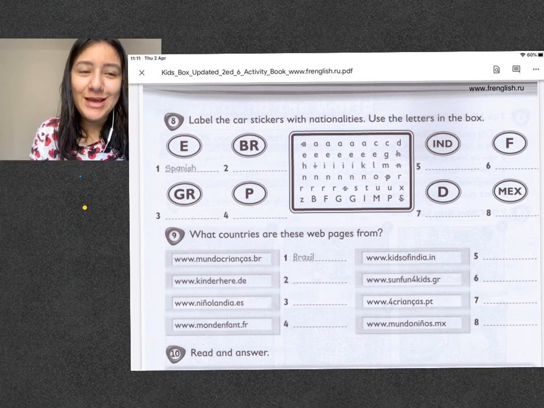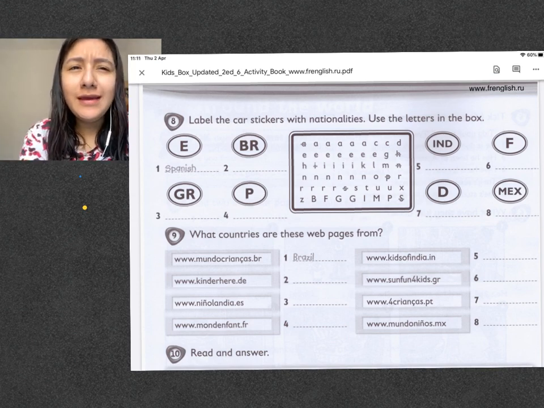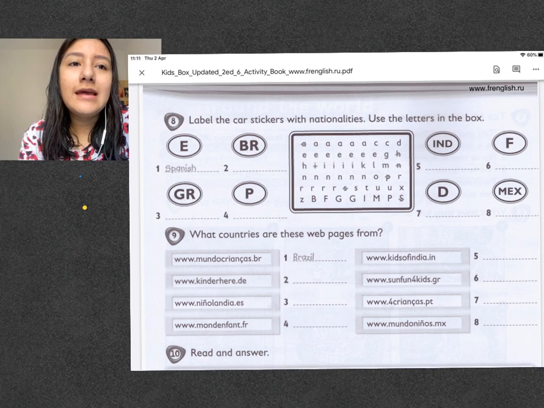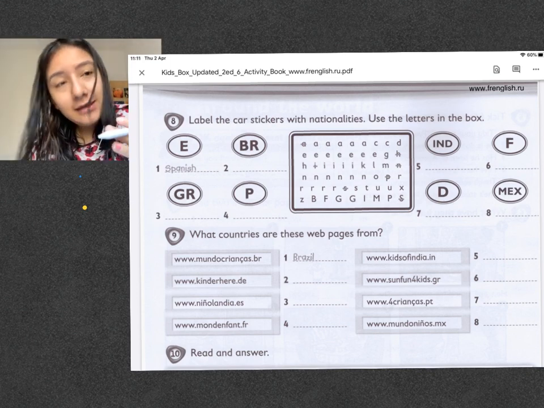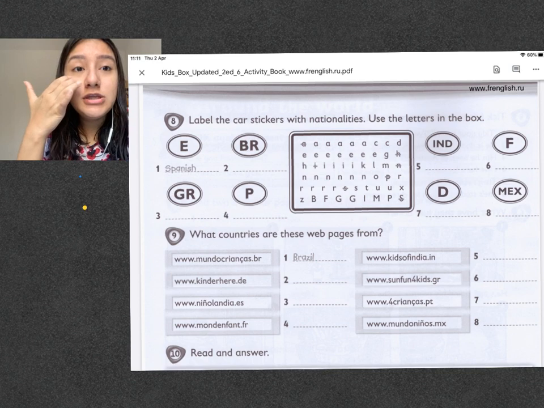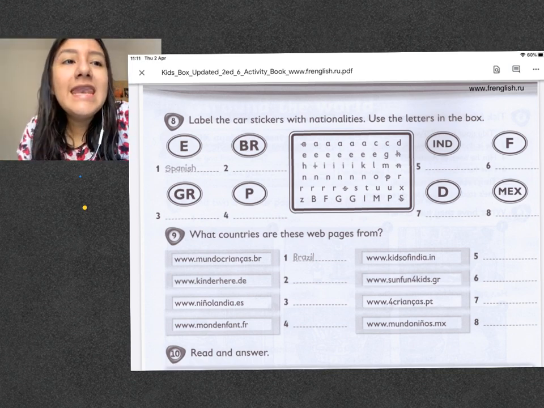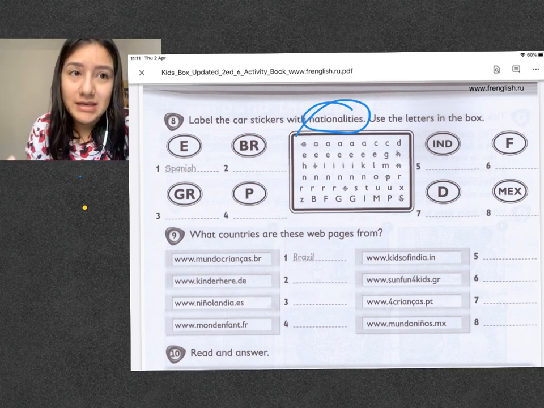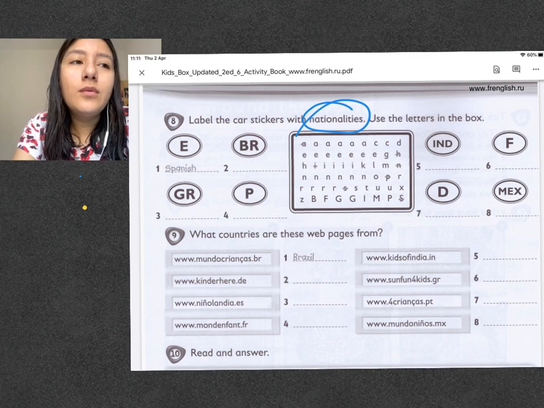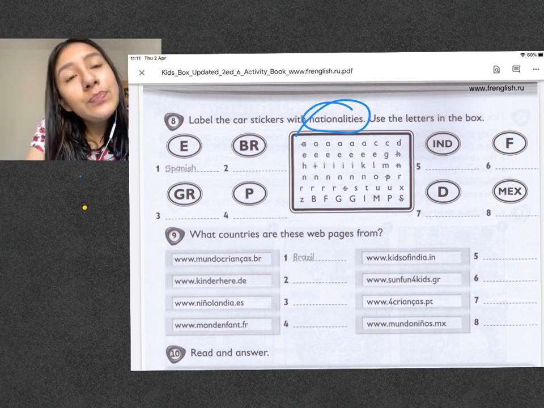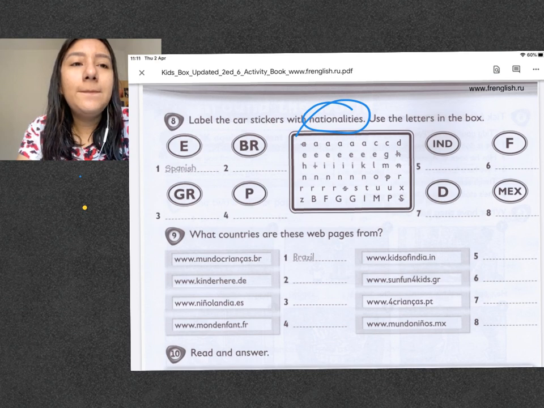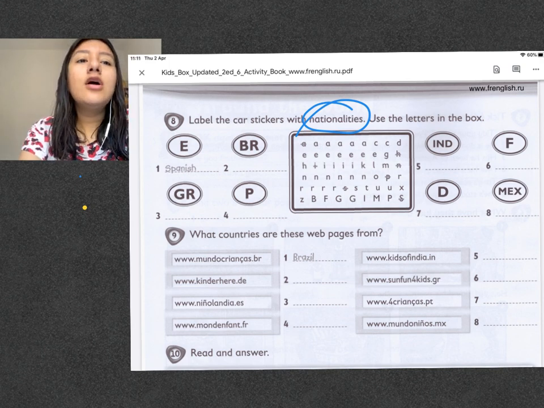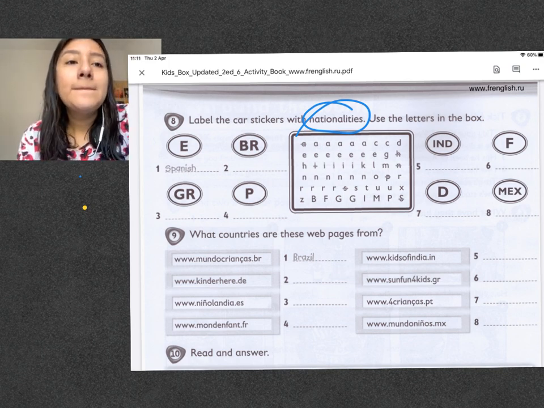I think here was a confusion too, because you wrote the countries. For example, if the number 1 says E for Spain, for Spanish, the country is Spain, but the nationality, which was what was required from us, was Spanish. Okay, so we're going to move on to number 2, which says BR, and BR is Britain, so the nationality would be English.